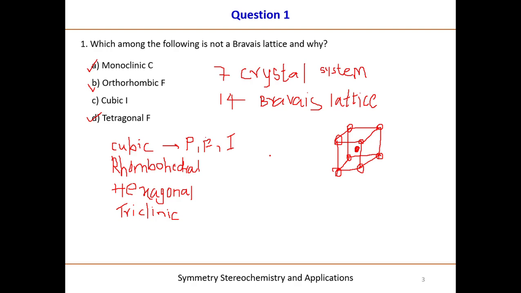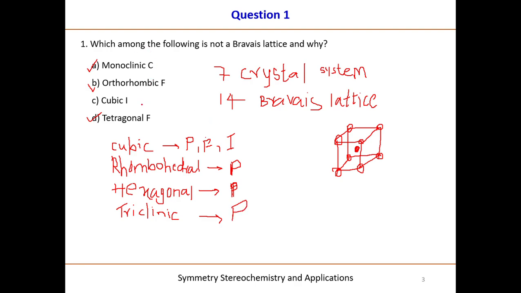So now let's talk about the Brevis lattice present in these systems. So as I told you, cubic system have 3 Brevis lattice, that is primitive, face center and body center. The rhombohedral have only primitive lattice. While talking about the hexagonal, hexagonal also have only primitive lattice, Brevis lattice, primitive P, and triclinic also have only primitive lattice, primitive lattice.